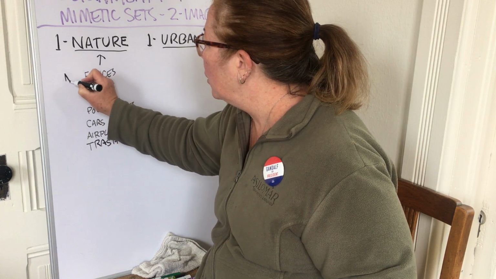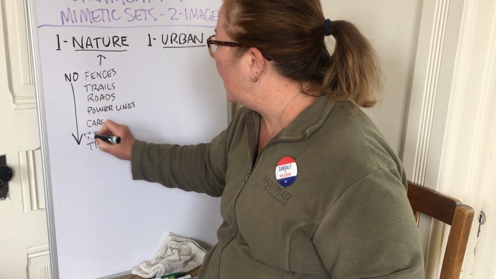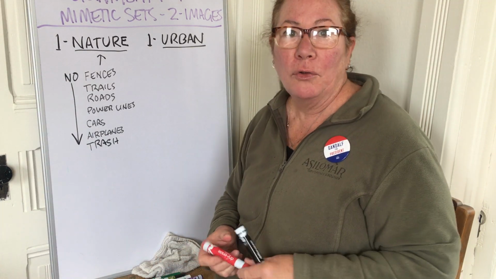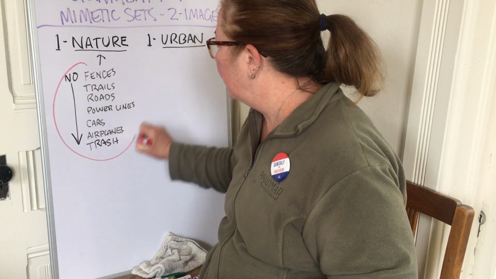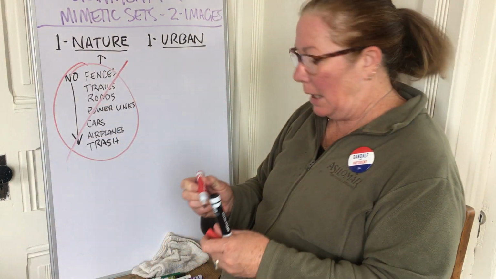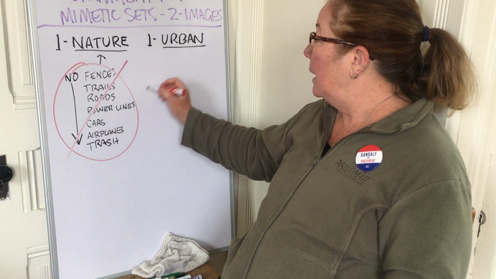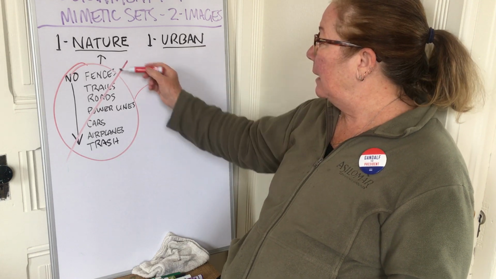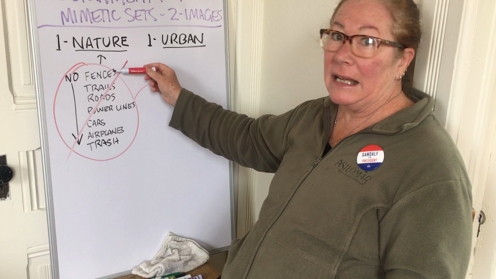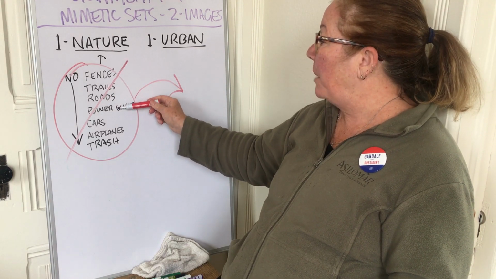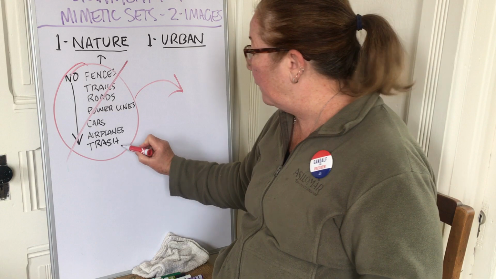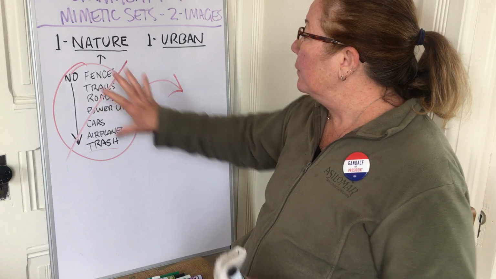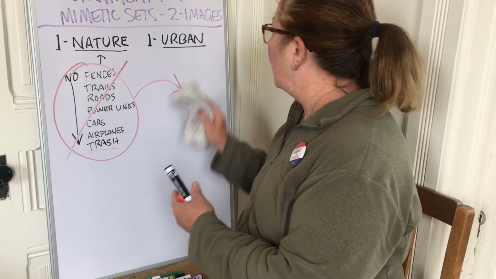right? So these are the no things. No fences, no trails, no roads, no power lines, no cars, no airplanes, no trash, right? So these are no. Okay. Now, could these show up in the urban? Absolutely. Because all these things are things that we have in cities, right? We have fences, we have roads, power lines, cars, airplanes, and of course, unfortunately, plenty of trash. So these are things that you don't want to show in your nature photograph.